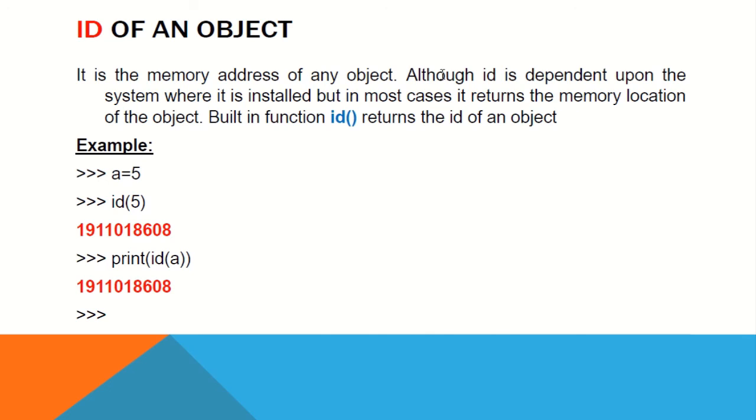Next is the ID of an object. It is the memory address of an object, although the ID is dependent upon the system where it is installed. But in most cases, it returns the memory location of the object. The built-in function id returns the ID of an object. Example, a is equal to 5, id of a. So it will show where you have stored a equal to 5, and that address will be displayed over here.